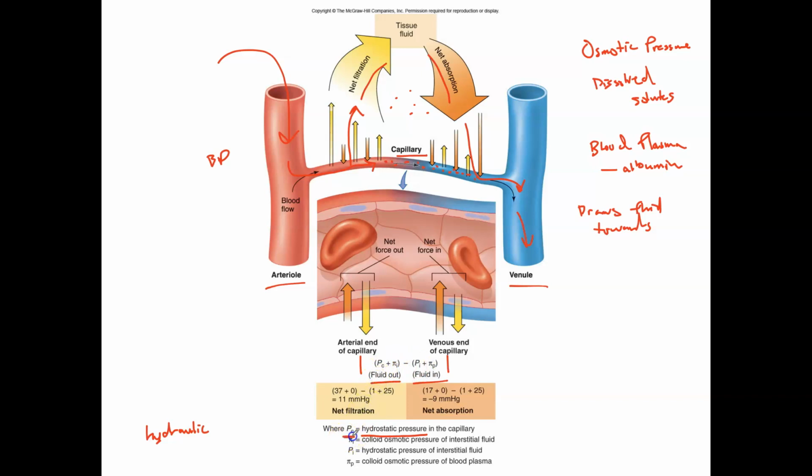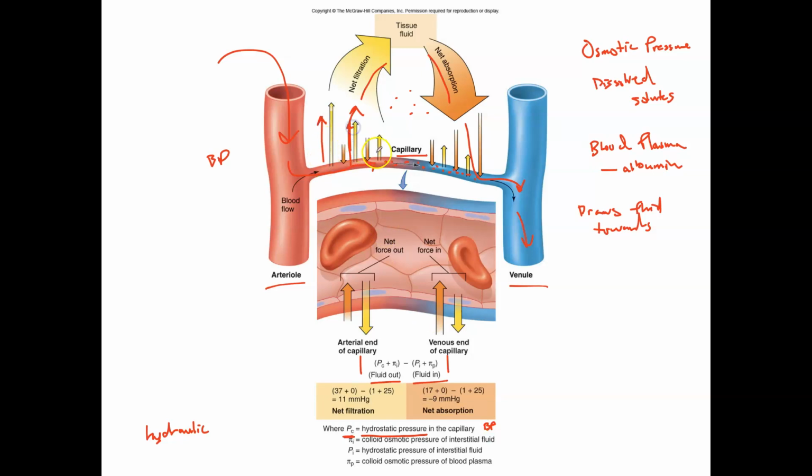P sub C, your hydrostatic pressure, or what I said earlier, would be essentially your hydraulic pressure in the cardiovascular system. So that is in essence your blood pressure. So think of this hydraulic pressure or hydrostatic pressure as your blood pressure. And so that's going to influence fluid moving out. Okay, so that's this yellow arrow on the diagram here, going out of the capillaries.